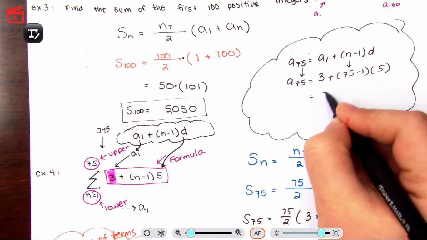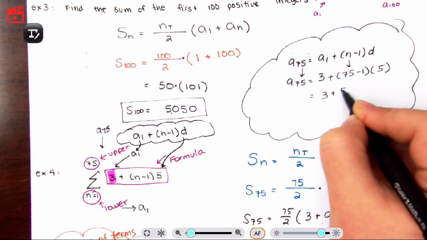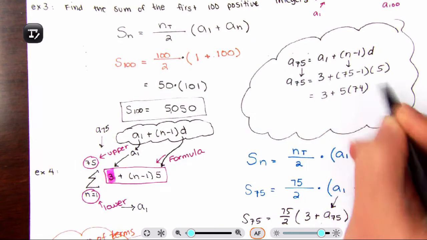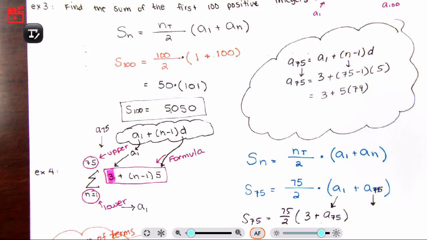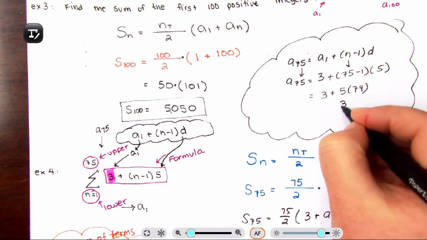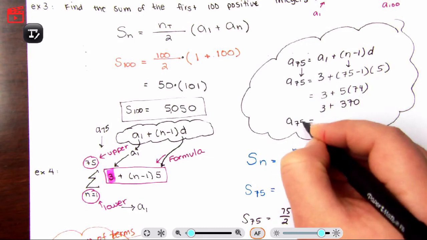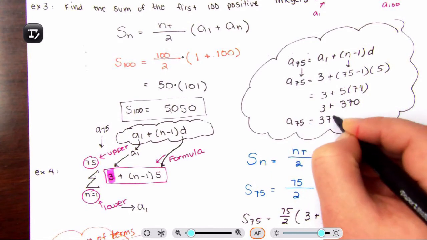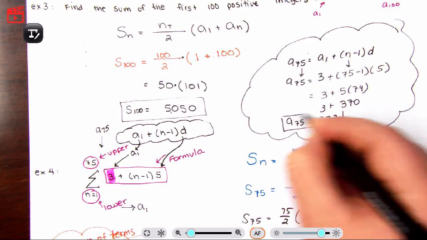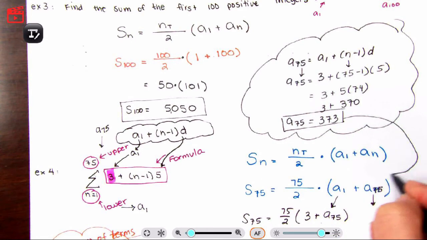75 minus 1, that is 74. So I have 5 times 74. Need my trusty calculator for that. 5 times 74, that is 370 plus 3. So in the 75th position, I have 373. Now, again, this is not the answer. You're taking that 373 and plugging it in here.